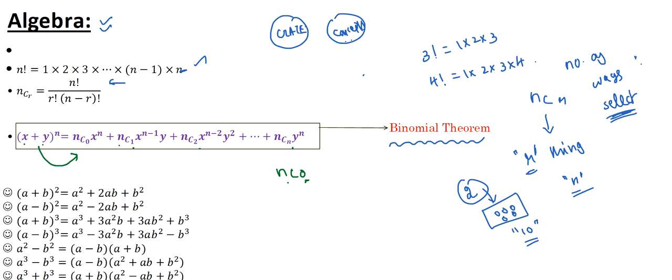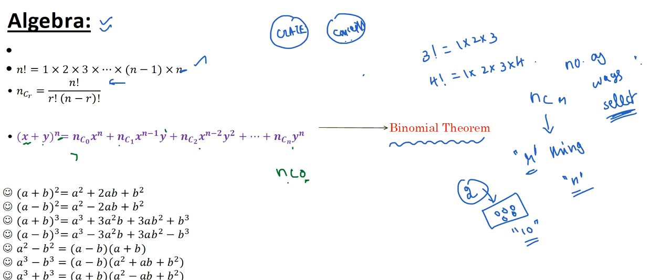And x power n is the first term, and in the second term I get x power n minus 1 and y power 1. So x's power decreases 1 by 1 and y's power increases 1 by 1. You just remember this formula. It will be very useful when we solve problems later on, especially in mathematics. The binomial theorem will be very, very useful, so try to remember this formula. I'm not going to spend more time on that.